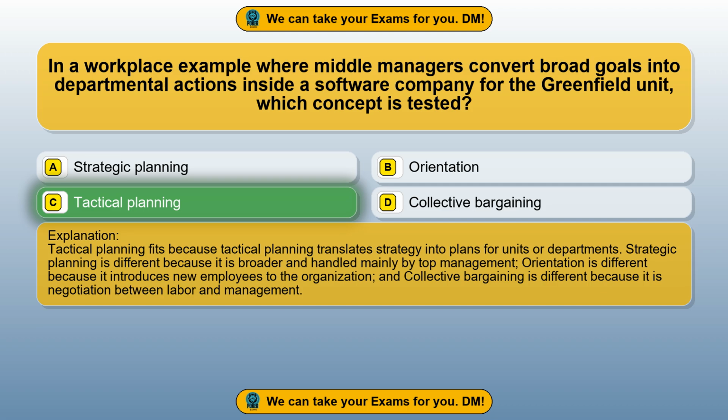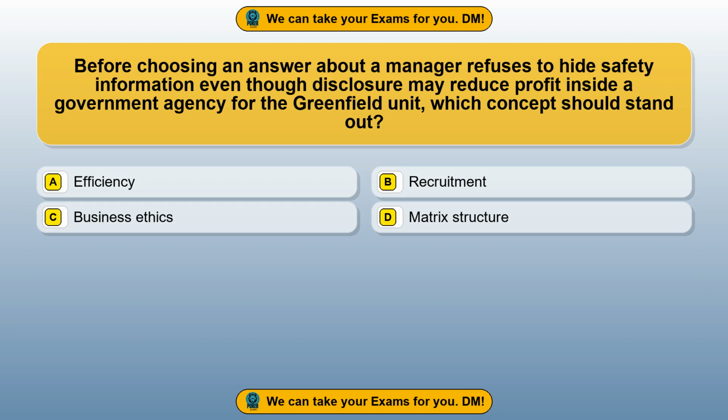Strategic planning is different because it is broader and handled mainly by top management. Orientation is different because it introduces new employees to the organization, and collective bargaining is different because it is negotiation between labor and management. Question 77.